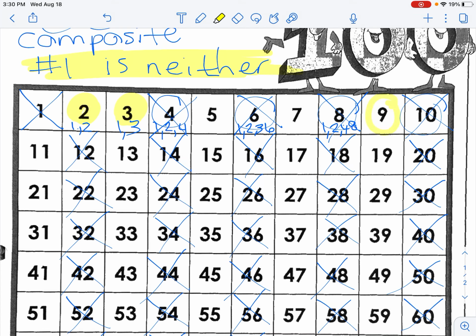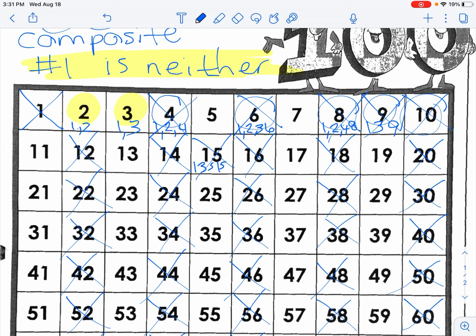So let's look at the number 9. So 9 has factors of 1 and 9, and it definitely has a factor of 3. Since that has 3 factors, it's composite. We're going to cross it out. 3 times 4 is 12. That's already been crossed out. 3 times 5 is 15. So 15 is going to have 1 and 15 and 3 and 5. So if it has 4 factors, it's composite. We're looking for numbers that only have 2 factors.